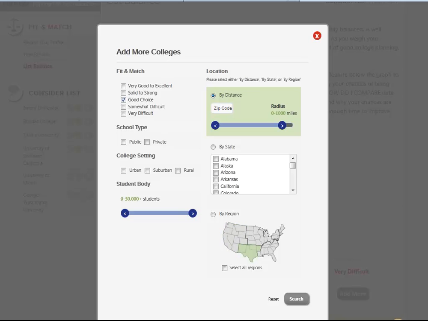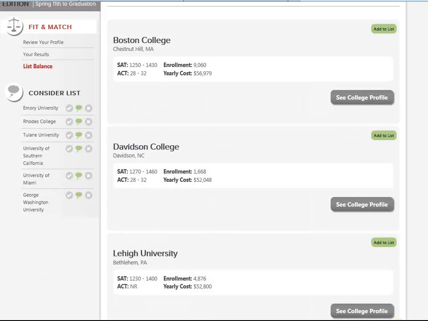Now, let's consider only private schools. Let's consider urban, suburban, not rural. I want a school that has less than 15,000. Actually, I want a school that has less than 10,000 students, and I'm going to pick a region. No, I'm going to pick a radius within. I guess I'll go 500 miles. I'll stick with 10,000 miles from my zip code here in the office.